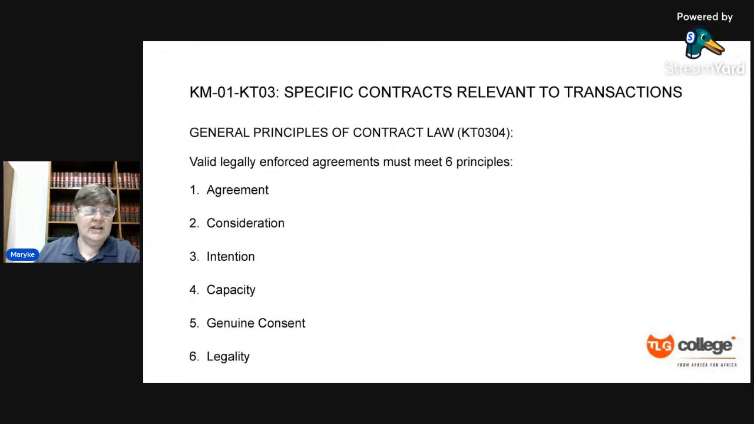Moving on to consideration. So, except in very limited circumstances, there can be no contract or agreement without consideration. And what is consideration, right? Consideration is the exchange of promises, right? So those terms and conditions, those definitive agreements between the two parties. And if we can look at a couple of examples, right? The payment of money.